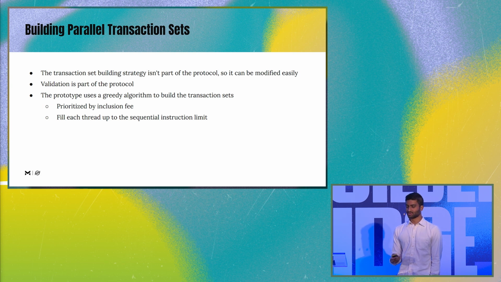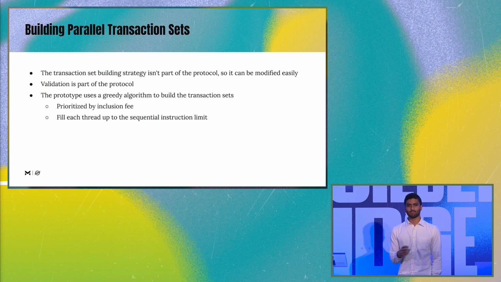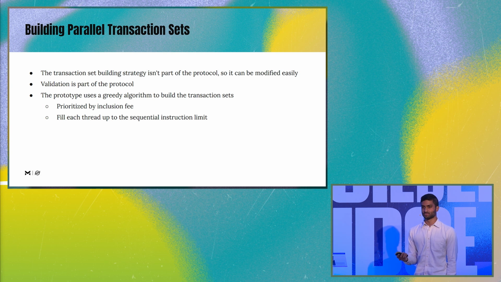The strategy to build the transaction set isn't part of the protocol, but the validation is. So what this means is that a validator can choose any partitioning strategy that they like, as long as they follow some key validation rules. The first of which is that you can't have conflicting reads and writes run in parallel, and I'll speak about that a bit more. And the second is that resource limits need to be respected.